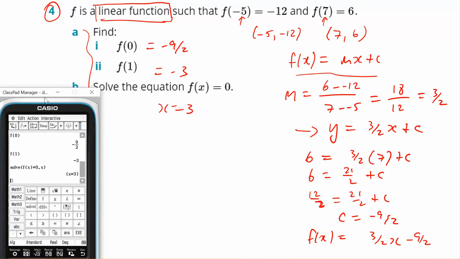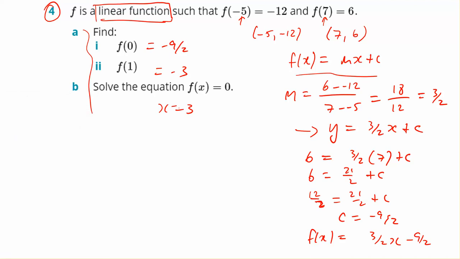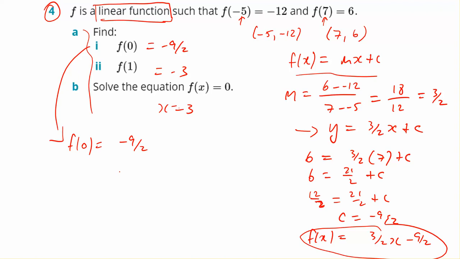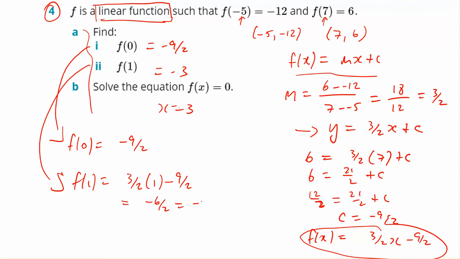Now, if you're wondering, how do I do these by hand? If I want f of 0, because I'm using this equation over here, f of 0 would just be when I sub in 0 into the equation, so it equals negative 9 over 2. That's like the y-intercept. f of 1 would be when I sub in 3 over 2 multiplied by 1 minus 9 over 2. So that's negative 6 over 2, which equals negative 3.